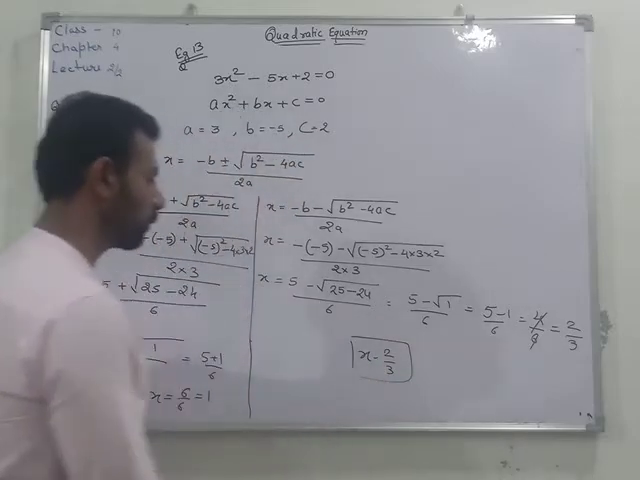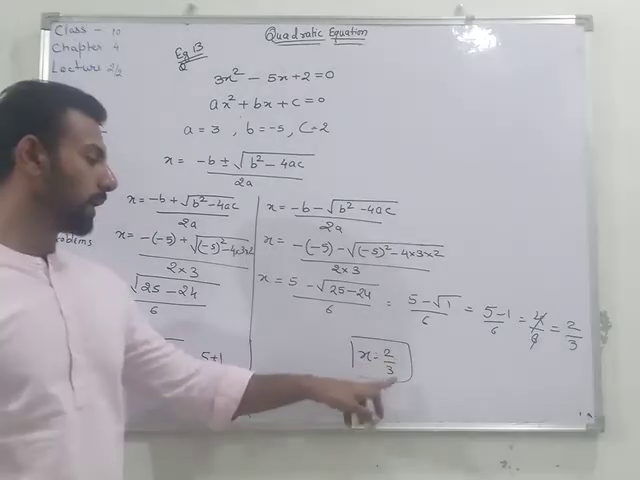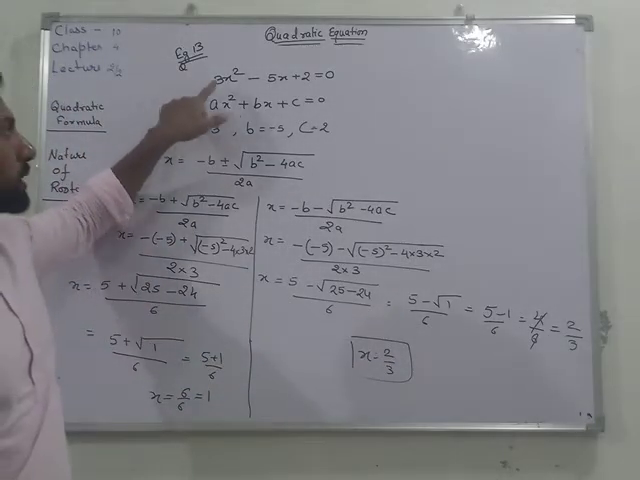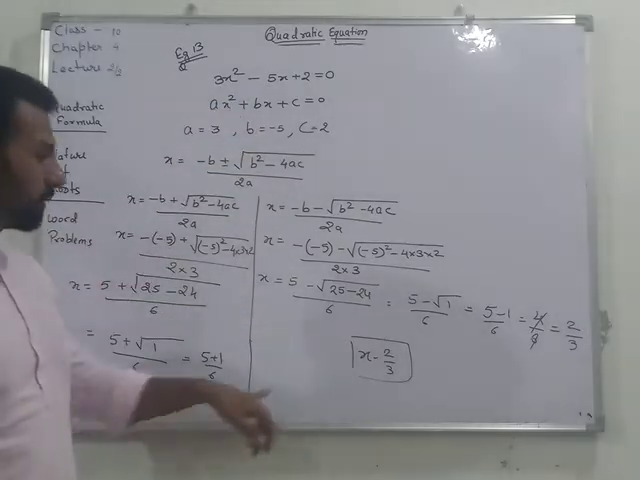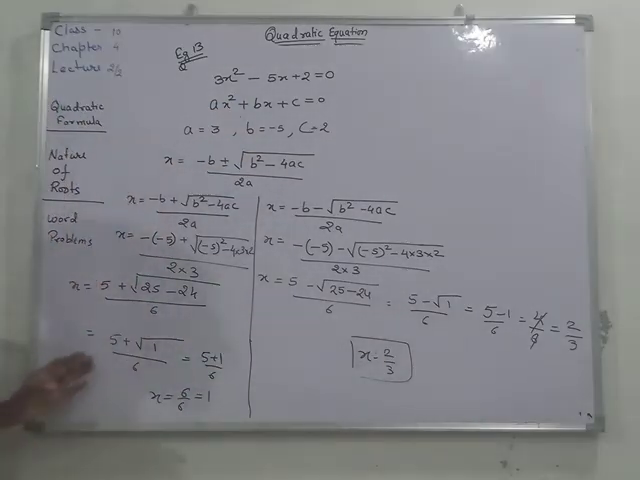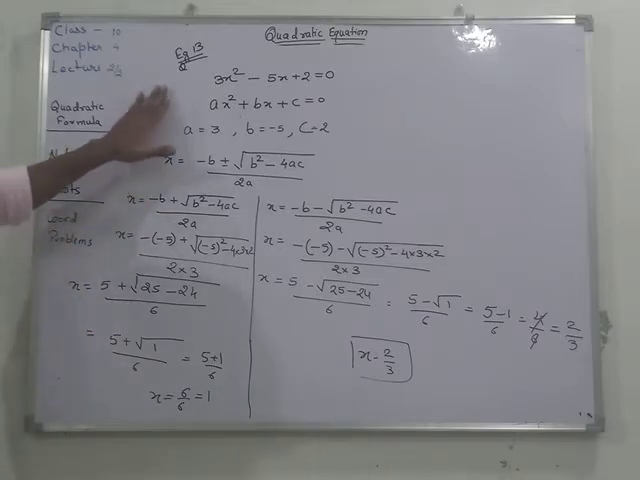We are getting two values, x is equal to 1 and x is equal to 2 by 3. This is a quadratic equation, so we will be getting two solutions for this, x is equal to 1 and x is equal to 2 by 3. In this manner, we have to use the formula to identify the roots of the quadratic equation.